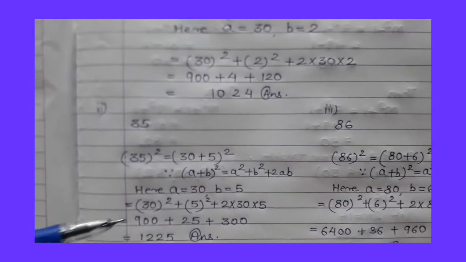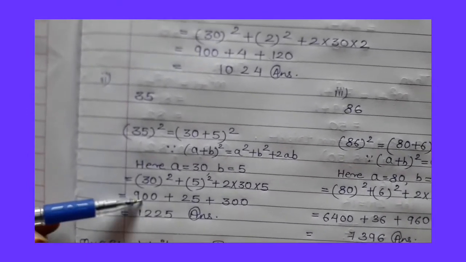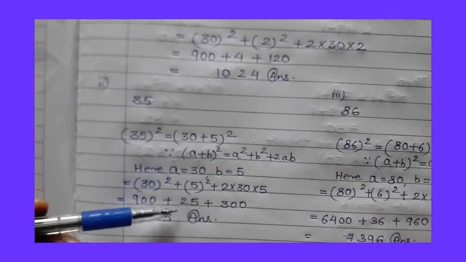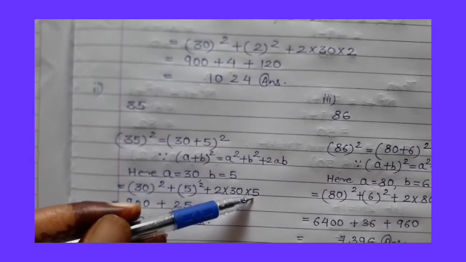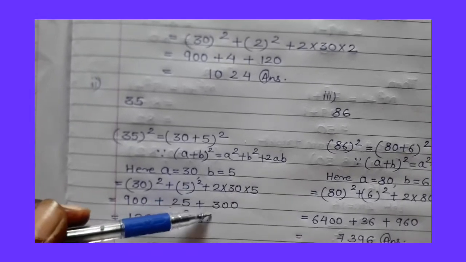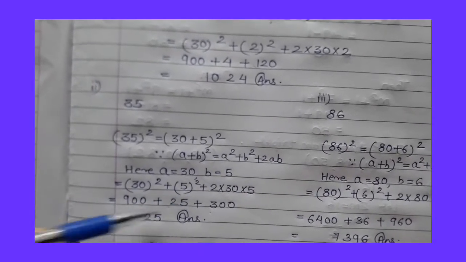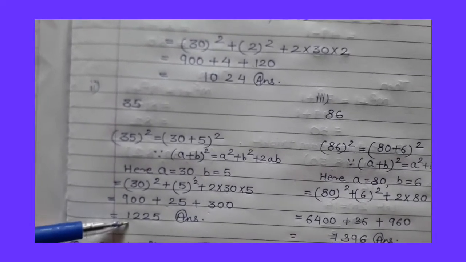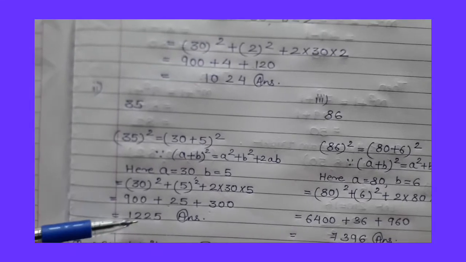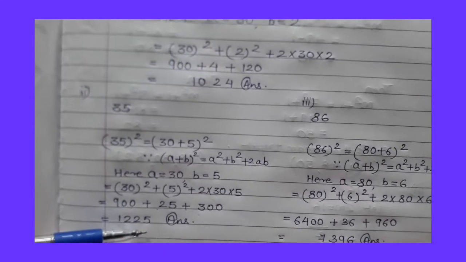Now simply when you will do square of 30, that is 900, 3 3s are 9, again square of 0 is 2 zeros. 5 square, that is 25. Now 2 5s are 10, 10 multiplied by 30, that is 300. Now simply you just have to find sum of these numbers. So when you'll do sum, you'll get 1 2 2 5, that is 1225 is your answer.